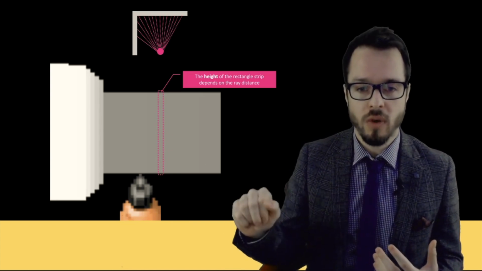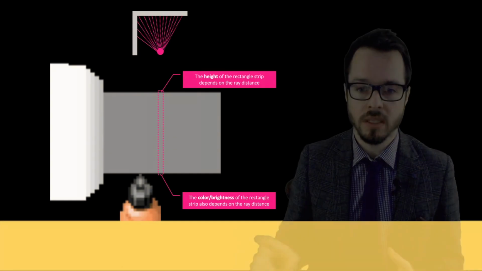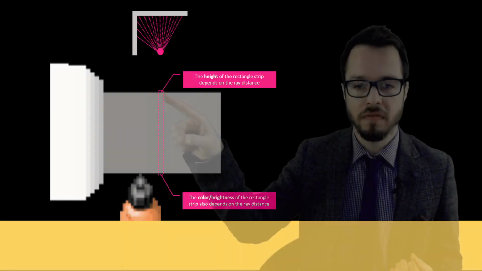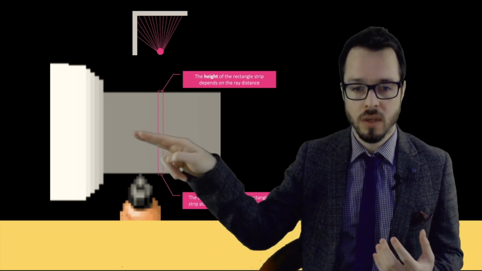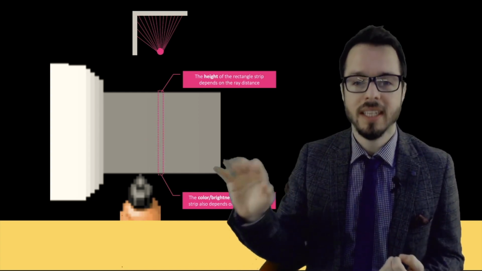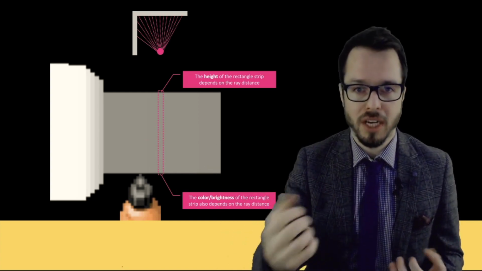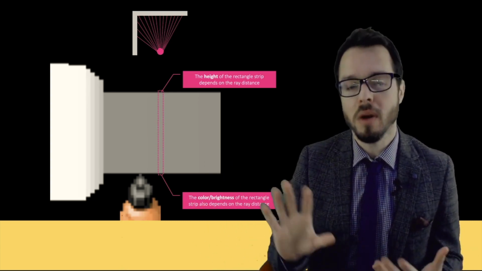If you look at this example right here, something else that you'll see programmers do, and I think we will do that, is that the color or even the brightness of the little rectangle strip also depends on the ray distance. Do you see how in this example the walls that are further away from me have this darker color, and the wall strips that are very close to me are very bright, very white? That also gives us this idea of depth, right? It's almost like this fake lighting effect. So you will see programmers also do that.